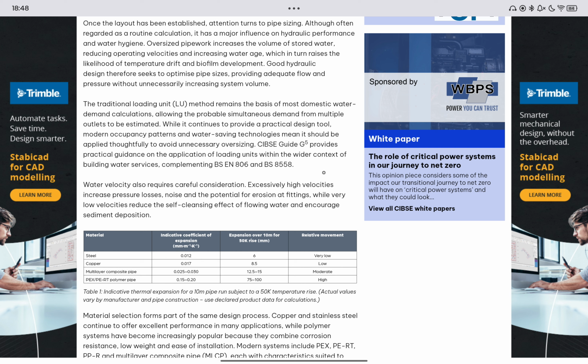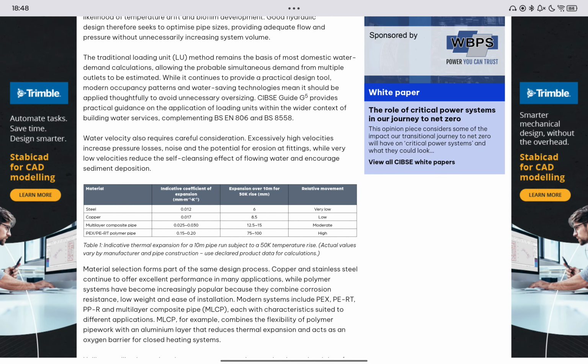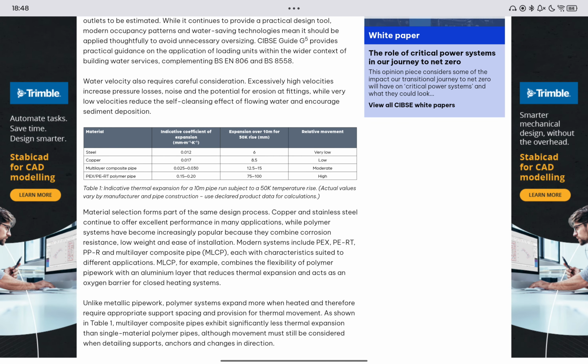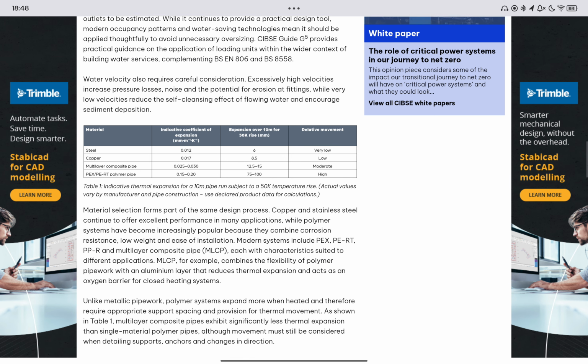CIBSE Guide G provides practical guidance on the application of loading units within the wider context of building water services, complementing BS EN 806 and BS 8558. Water velocities also require careful consideration. Excessively high velocities increase pressure losses, noise and the potential for erosion at fittings, while very low velocities reduce the self-cleansing effect of flowing water and encourage sediment deposition.